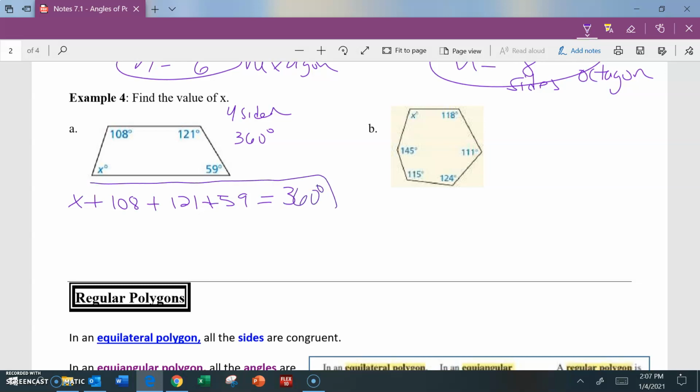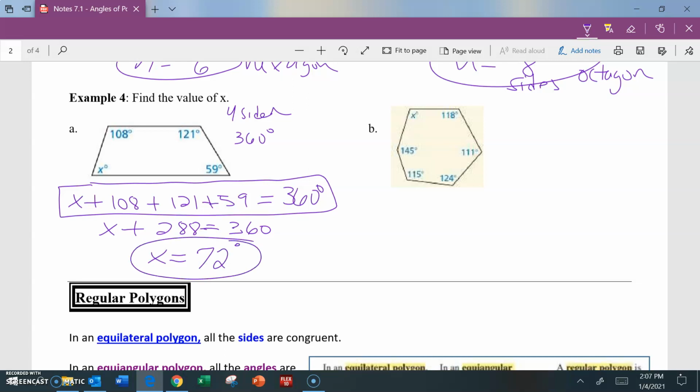So this is our setup. And then I'm going to combine like terms. So if I add all of my numbers, I get 288. And now you just have to solve this equation. So when I subtract 288, that missing angle value, which is x, would be 72 degrees.